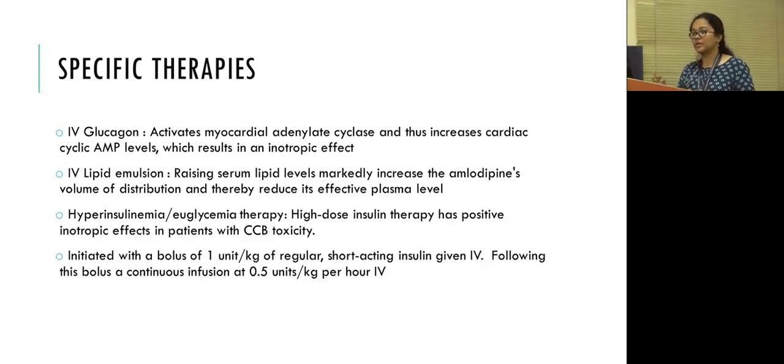Initially we start by giving a bolus of 1 unit per kg of regular short-acting insulin, followed by continuous infusion at 0.5 units per kg per hour of IV insulin, and we also give dextrose to keep the patient euglycemic.